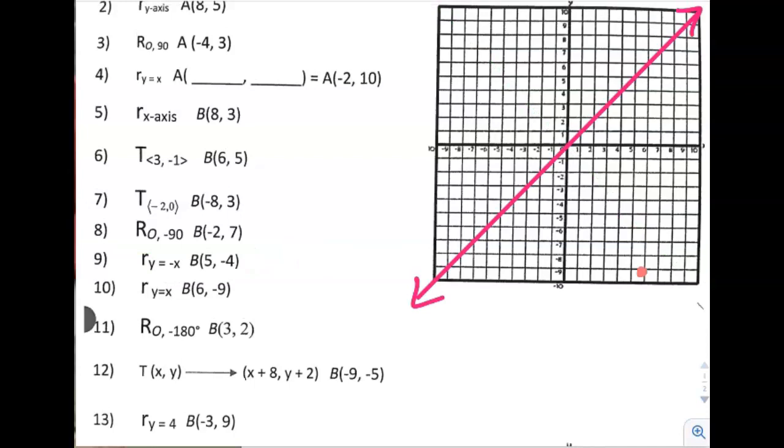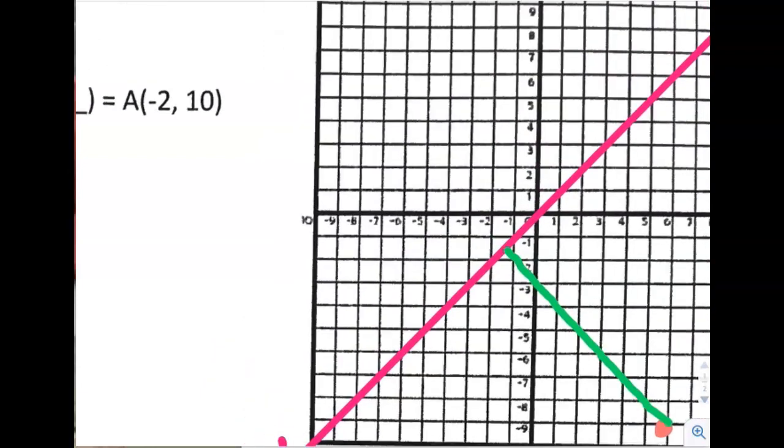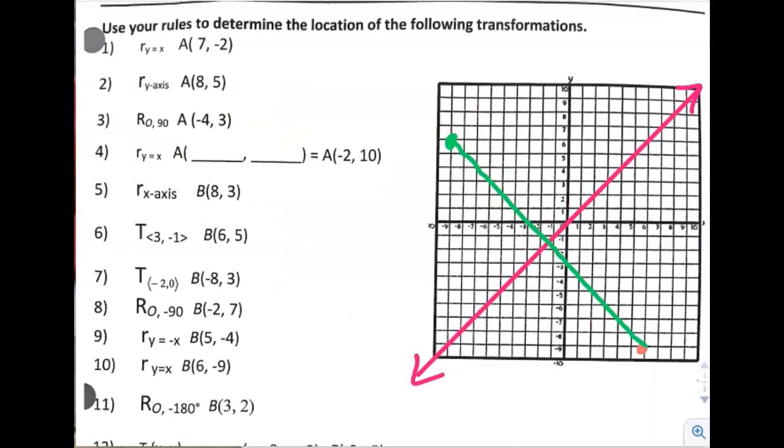So y equals x is an uphill line going through the origin with a slope of 1, and the point 6, negative 9 is way over there. So we count diagonals. So it's 1, 2, 3, 4, 5, 6, 7 and a half. And do it again. Half, 1, 2, 3, 4, 5, 6, 7. So that puts me at negative 9, comma 6.